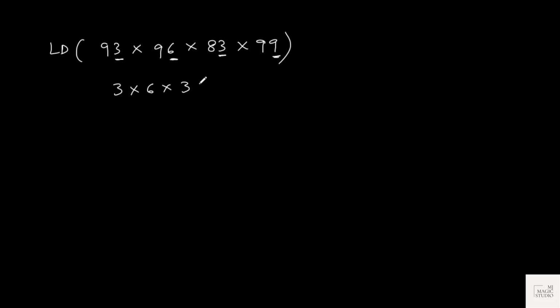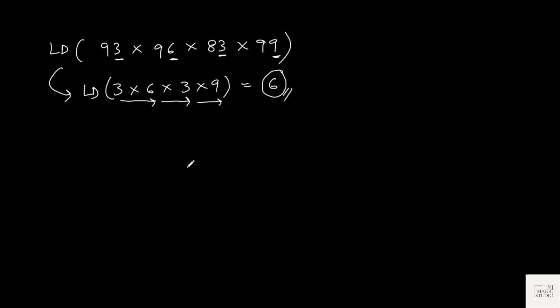Now let's take another example. Find the last digit of 93 into 96 into 83 into 99. Simple again. Just work out with the last digits of these numbers and do the mathematical operation whatever is required. So we need 3 into 6 into 3 into 9. The last digit of this multiplication would be the last digit of the entire expression. So 3 into 6 will give 8, 8 into 3 will give 4, 4 into 9 will give 6. So the last digit of the entire expression would be 6.